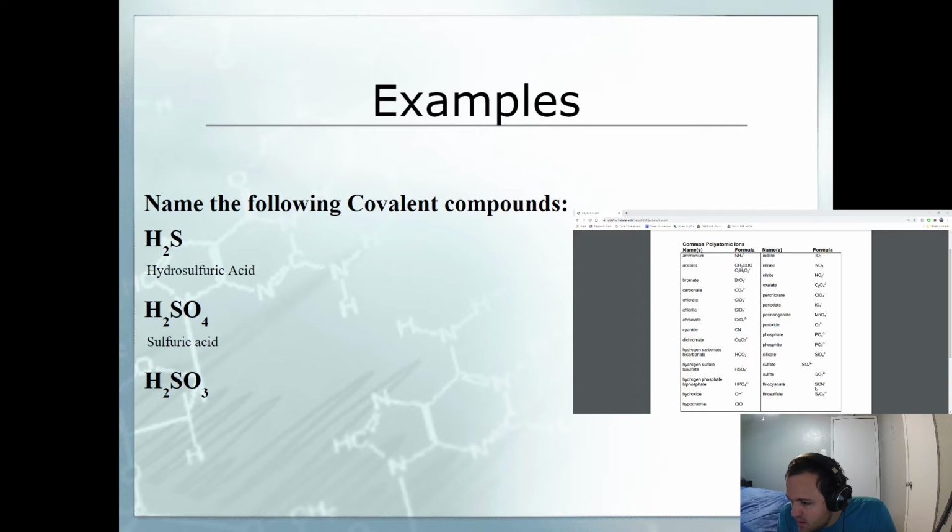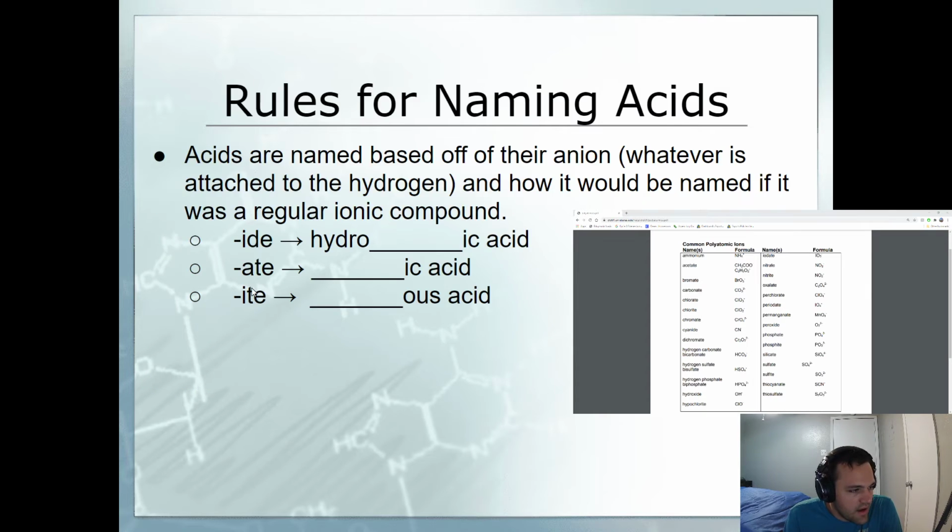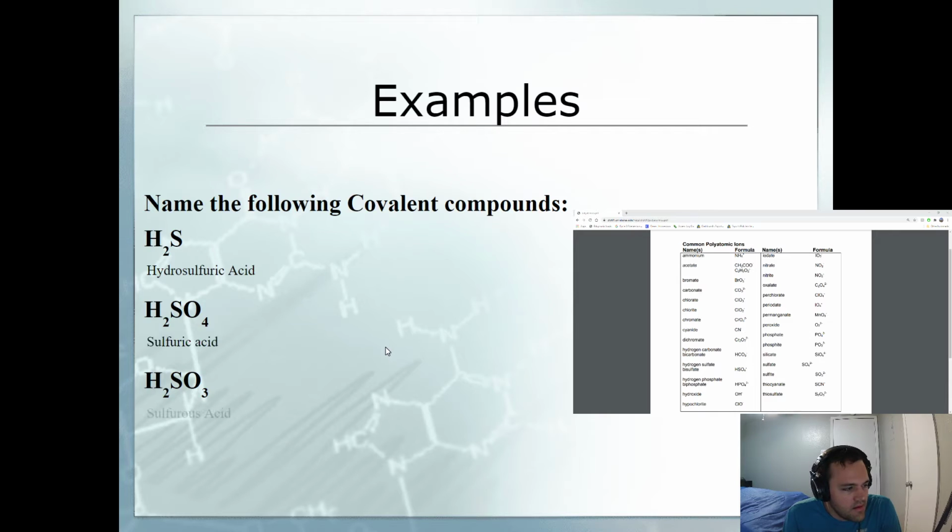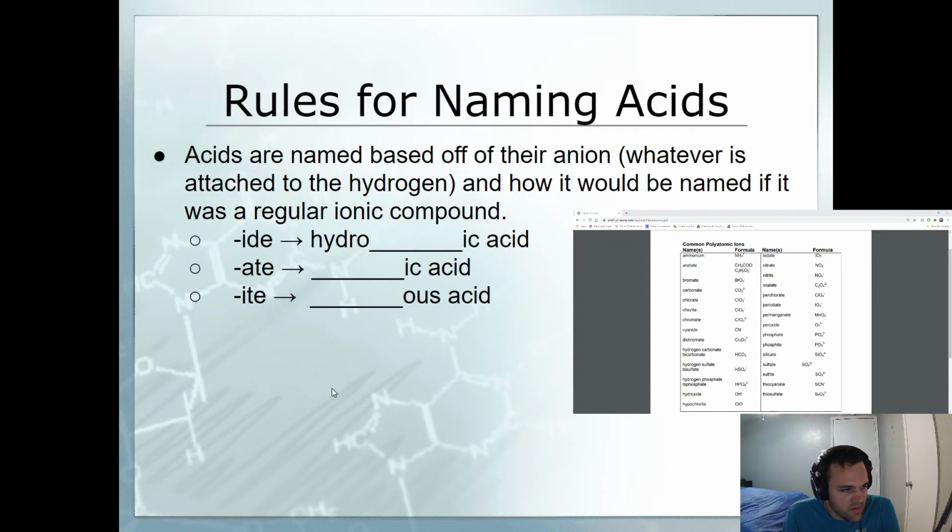The last one, it's H2SO3. That SO3 is sulfite. So our rules say if it ends in ite, it's going to end in ous as our acid name. So instead of hydrosulfuric or sulfuric, this would be sulfurous acid. All right, and that's basically all you're doing for the acids. You just got to figure out what the ending would be in a normal ionic compound, how you would name it usually, and then use that to figure out what the acid name is based off of these three rules here.